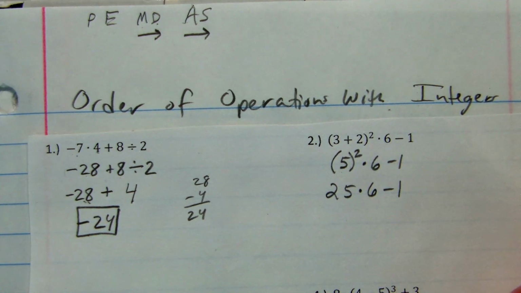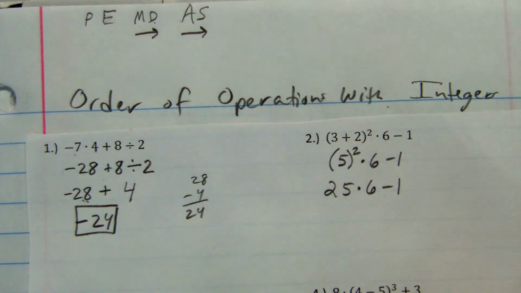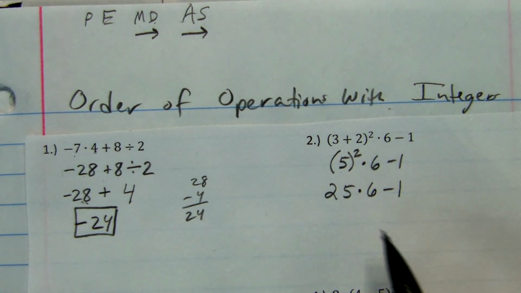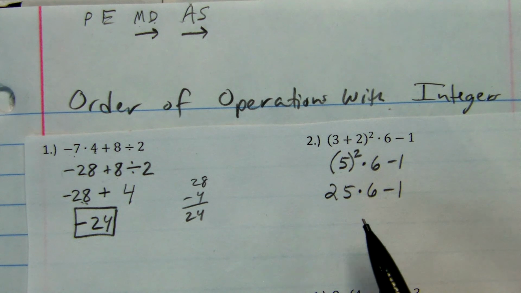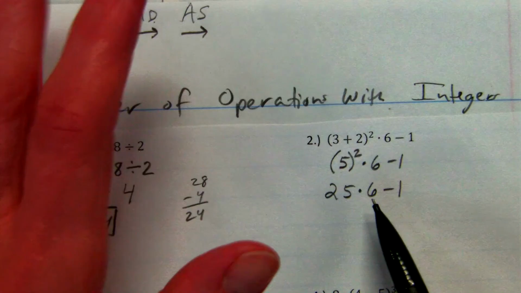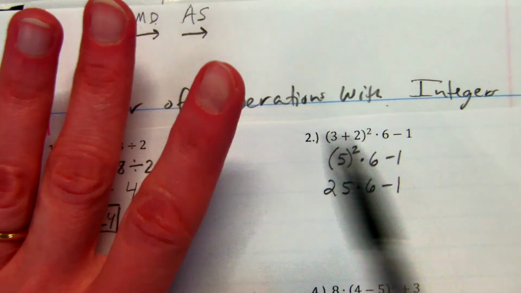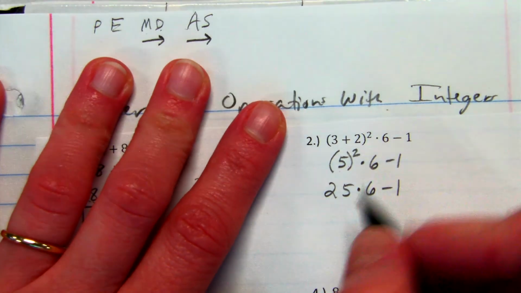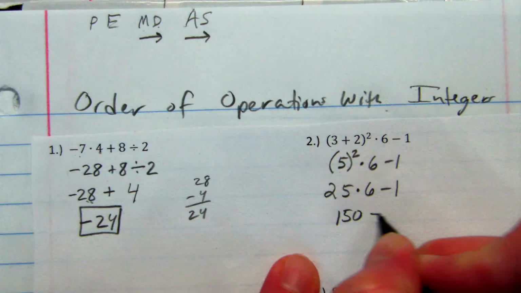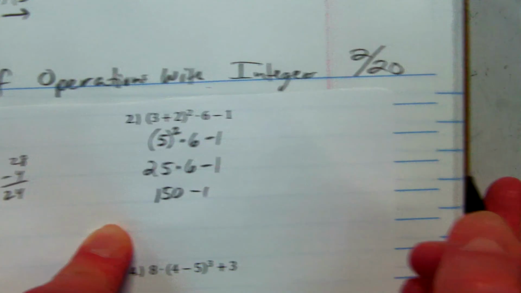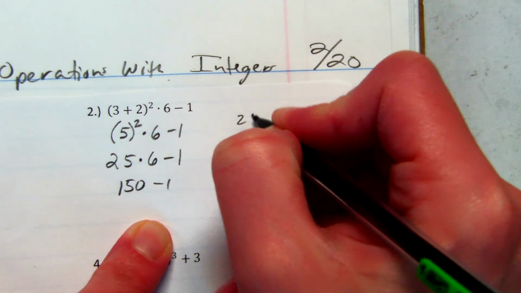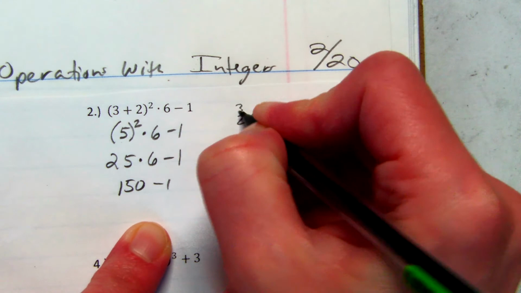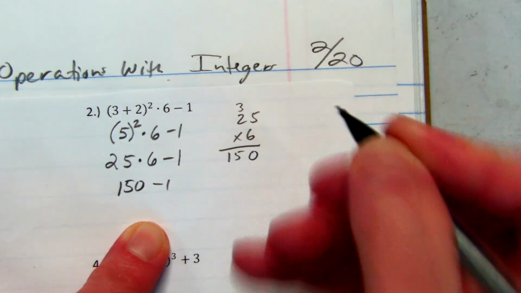All right, so what comes next? Go ahead. 25 times 6, which is 105. It's not 105, it's 150. There you go. So you could count by 25. So 25, 50, 75, 100, 125, 150. Or if you don't know how to count by 25s very well, you could just take 25 times 6 over here the long way and get 150.